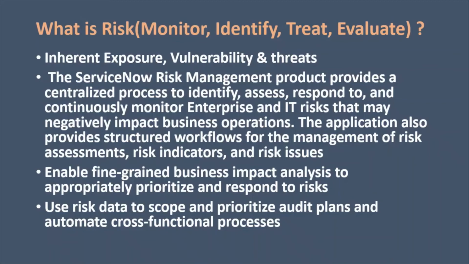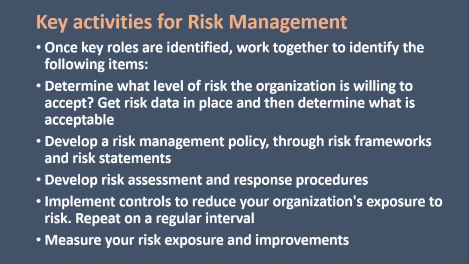Use risk data to scope and prioritize audit plans and automate cross functional processes. So they have risk data to scope, and on that basis this prioritizes the audit plan and automates the cross functional processes. Now let's talk about key activities of risk management. Once key roles are identified, work together to identify the following items. These are the main key activities for risk management: how we deal with risk management and what we do in it.